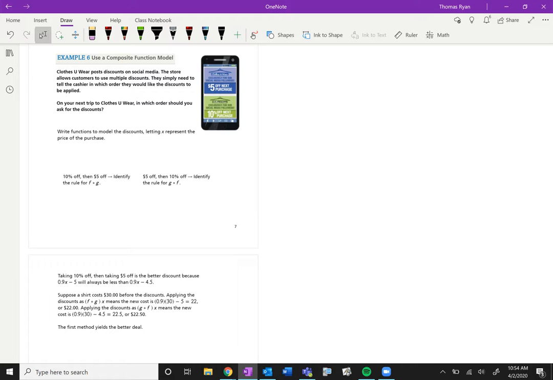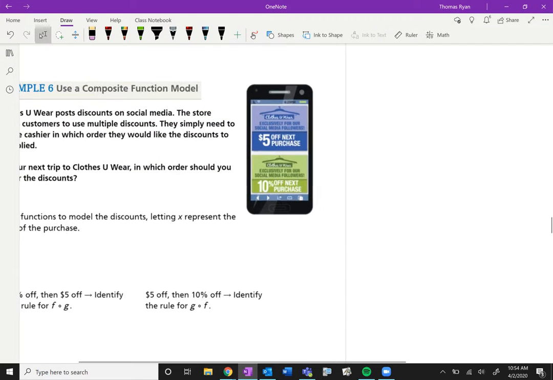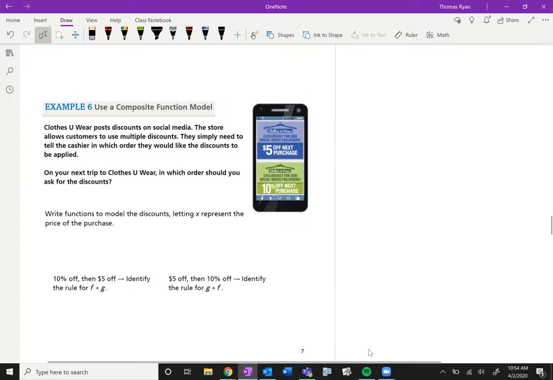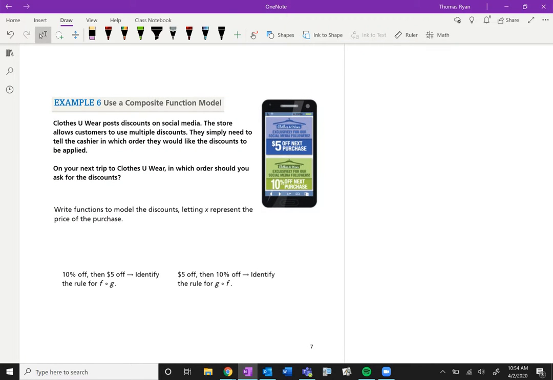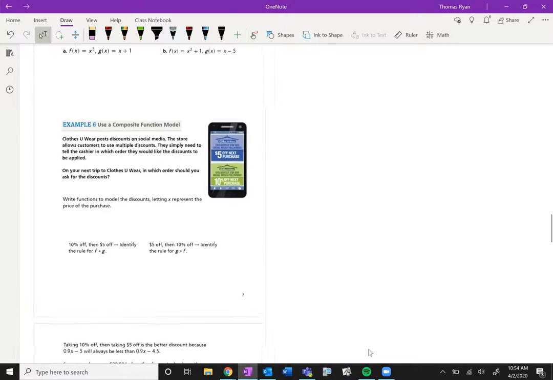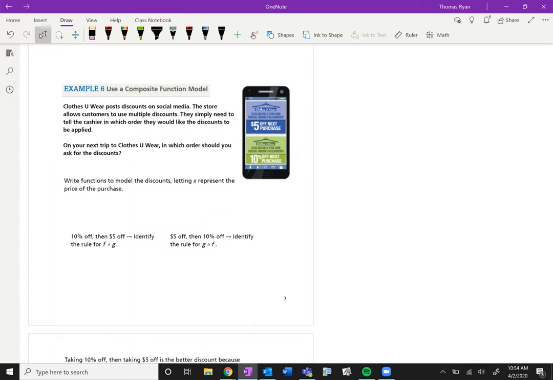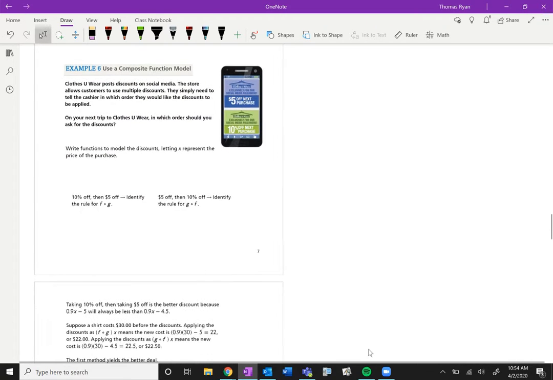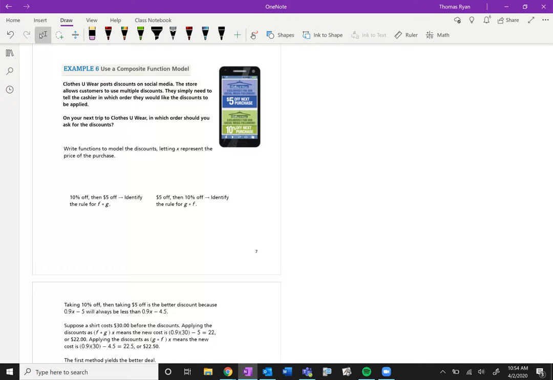It looks like you've been getting some coupons on your email, or apparently they're posting coupons on social media. So you can take multiple discounts, and the question we're trying to ask ourselves is, which coupon do you want to apply first? Ultimately, how can we get our purchase down to the least amount? You can apply them in whatever order you want, but mostly we're trying to get the biggest discount, so in which order should I apply these?